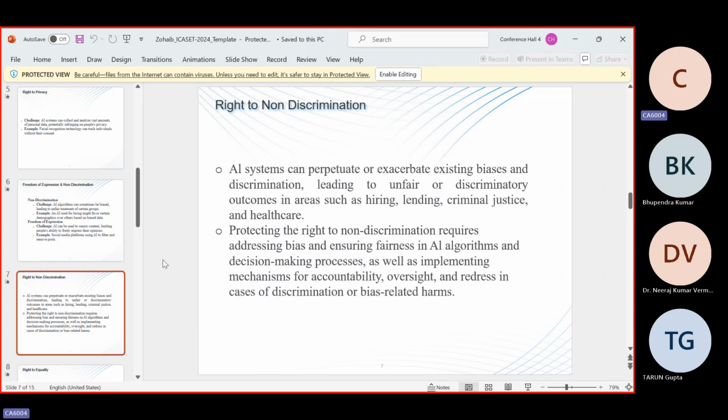Next. Right to non-discrimination. AI systems can perpetuate or exhibit existing biases and discrimination, leading to unfair or discriminatory outcomes in areas such as hiring, criminal justice, and healthcare. Next.